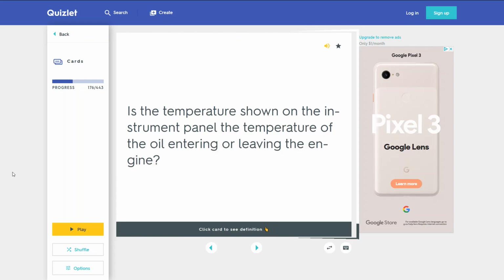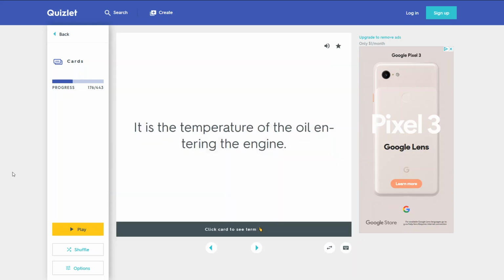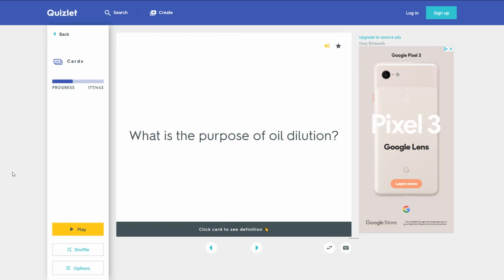Is the temperature shown on the instrument panel the temperature of the oil entering or leaving the engine? It is the temperature of the oil entering the engine. What is the purpose of oil dilution?